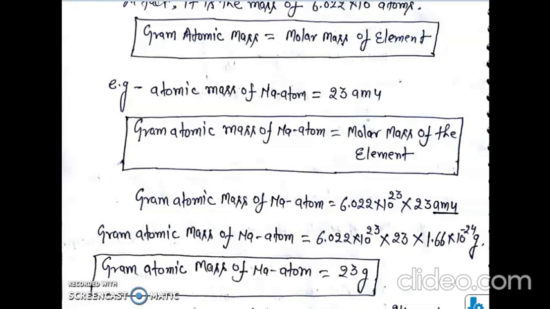Here 6.022 into 10 to power 23 is the total atoms present in 1 mole, and 23 AMU is the mass of one sodium atom. In the next step, we put the value of AMU in gram and we get the gram atomic mass of sodium atom is equal to 23 gram. Here we are seeing that the numerical value is the same, but the unit has changed.